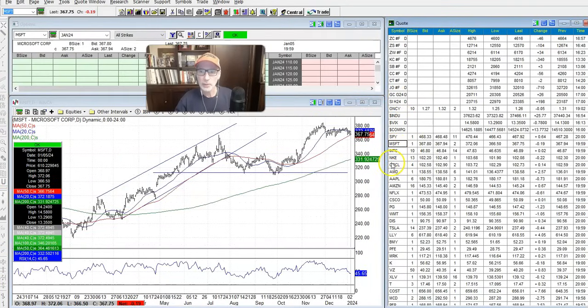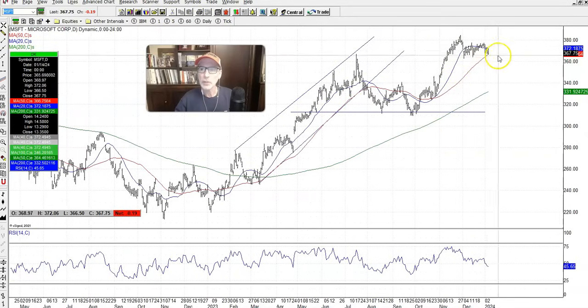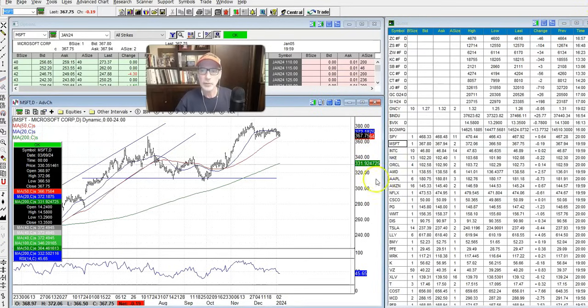Microsoft. Oh, we looked at Microsoft. Did we look at Microsoft already? Microsoft doing well, coming back down to the 50-day moving average. If I looked at it already, I apologize. I don't want to spend any time on that anymore.